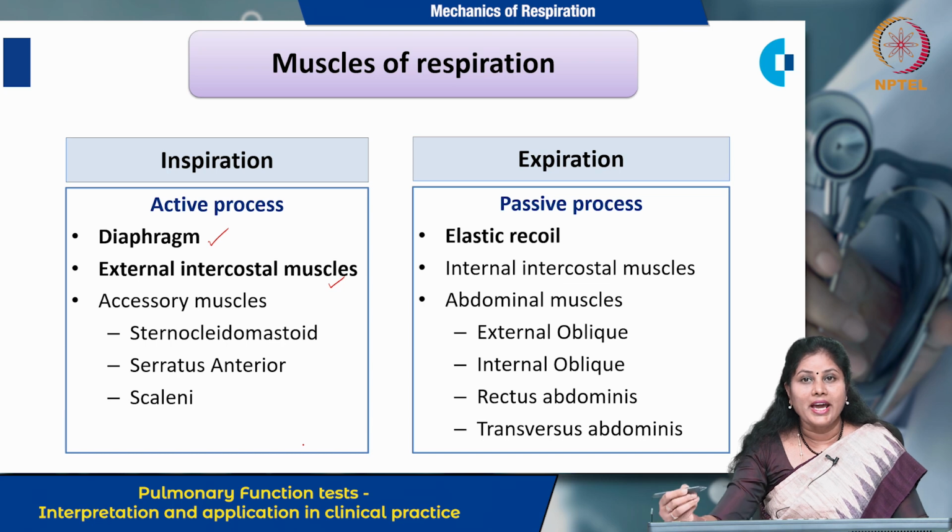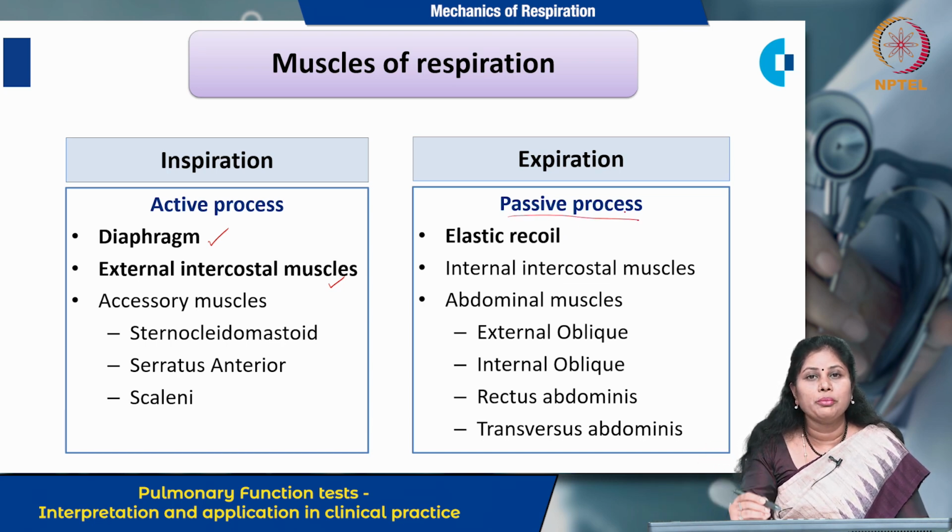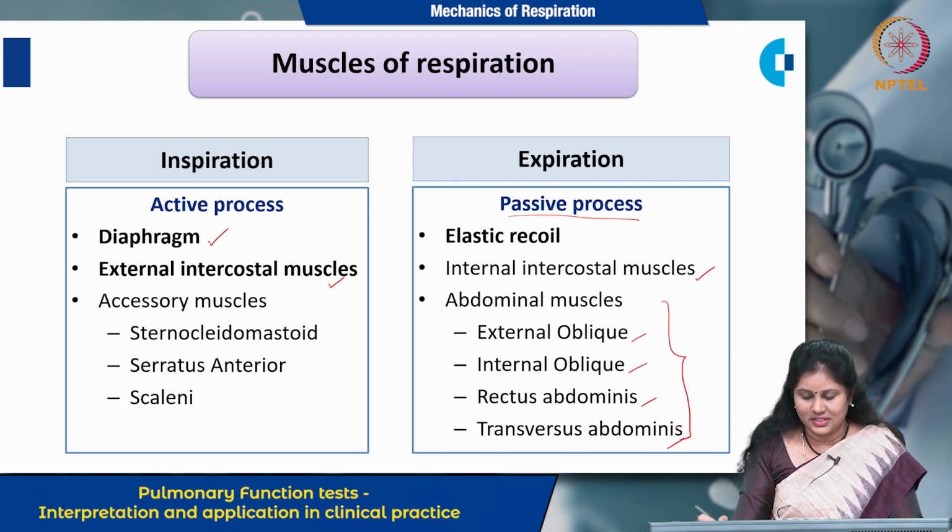On the contrary, expiration is a passive process. It is chiefly brought about by the elastic recoil of all the structures that have been expanded during inspiration. In addition to that, if needed, the internal intercostal muscles will also come into play. Whenever there is a need for more expiration, the accessory abdominal muscles will also come into play, which include external oblique, internal oblique, rectus abdominis and transverse abdominis.